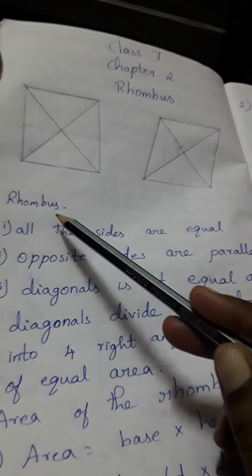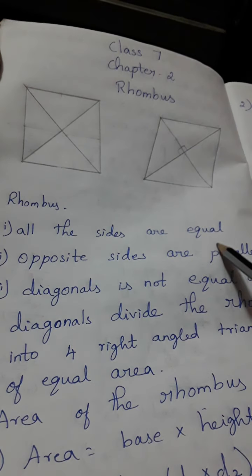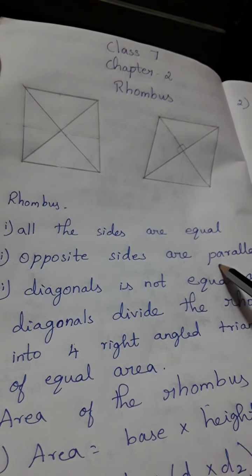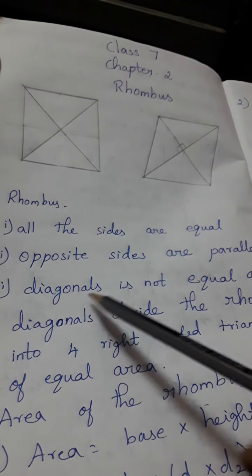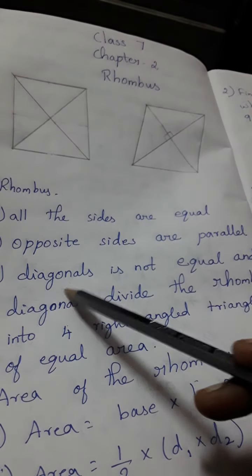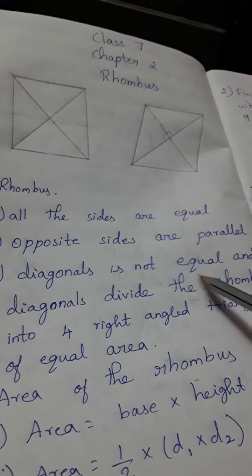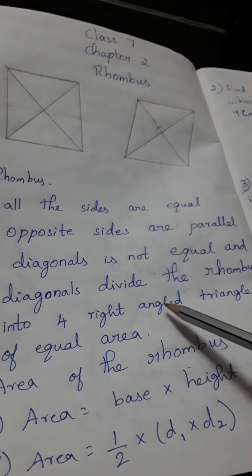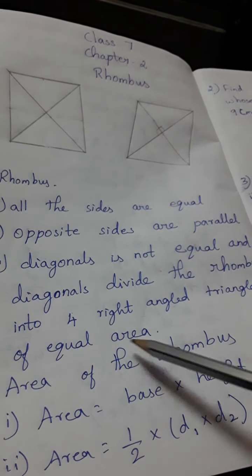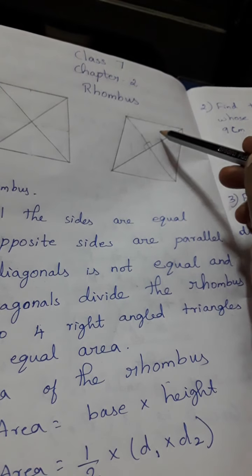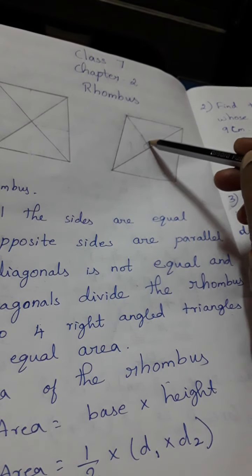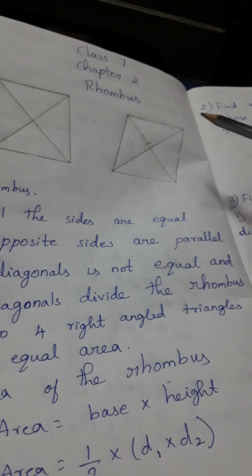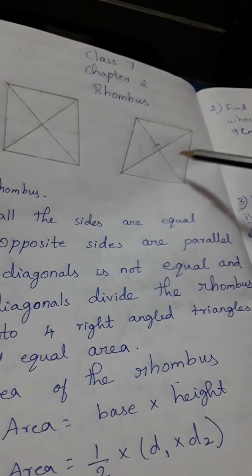So what are the properties of a rhombus? All the sides are equal. Opposite sides are parallel. The diagonals are not equal. And the diagonals divide the rhombus into 4 right angle triangles of equal area. These 4 right angle triangles have equal area in a rhombus. These are the properties of a rhombus.